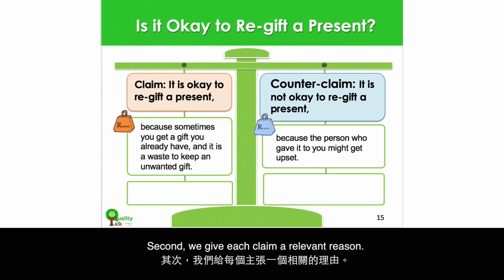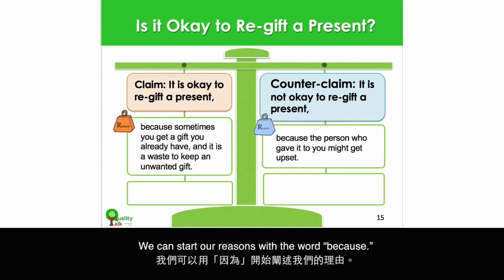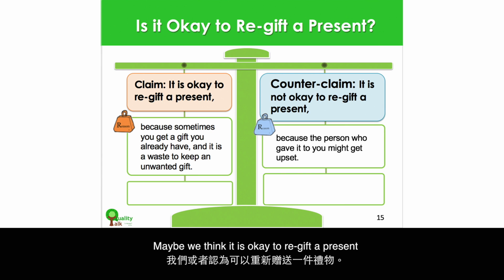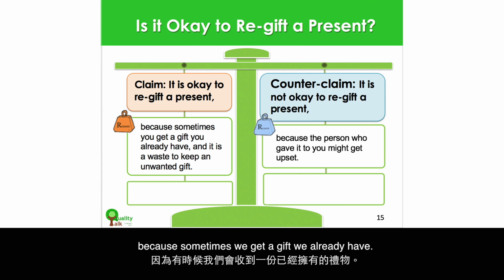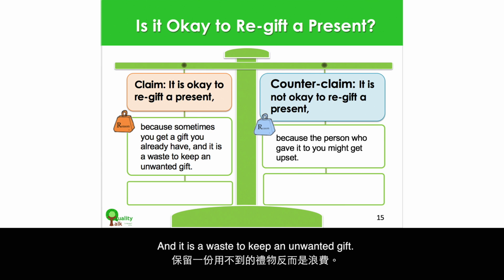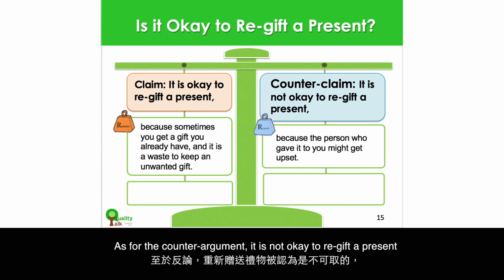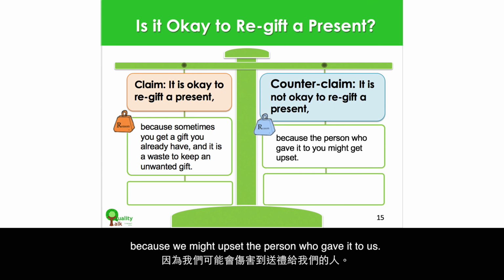Second, we give each claim a relevant reason. We can start our reasons with the word because. Maybe we think it is okay to re-gift a present because sometimes we get a gift we already have, and it is a waste to keep an unwanted gift. As for the counter-argument, it is not okay to re-gift a present because we might upset the person who gave it to us.